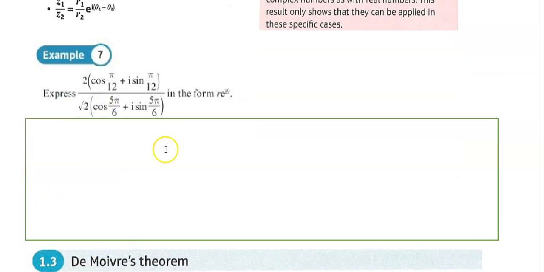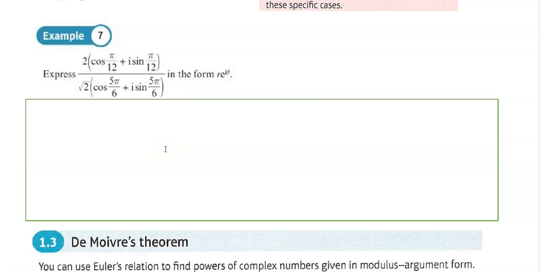Okay, so nice easy example here. Example 7 says express 2 (cos of pi over 12 plus i sine pi over 12) all divided by root 2 (cos of 5 pi over 6 plus i sine 5 pi over 6) in the form r e to the i theta. Okay, first thing I'm going to do is write the top line in the form r e to the i theta, so that's 2 e to the i pi over 12, and the bottom line, the denominator, is root 2 e to the i 5 pi over 6.